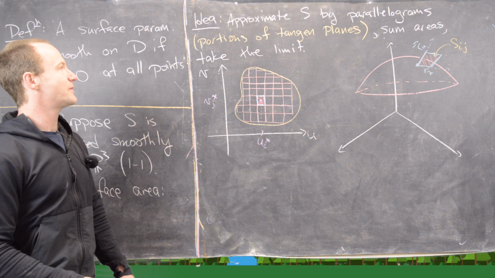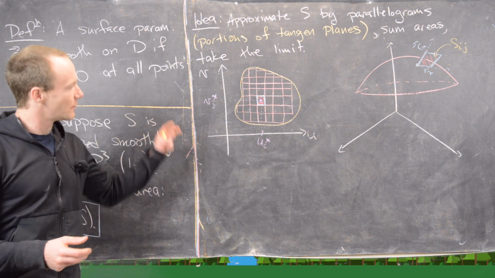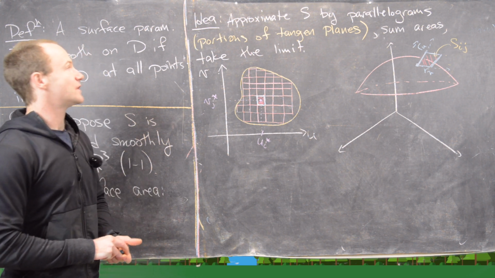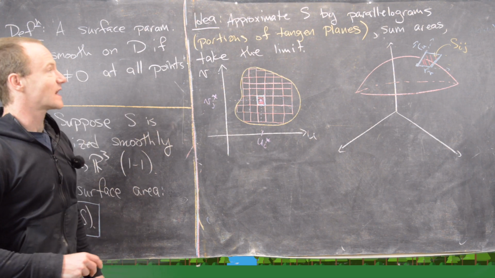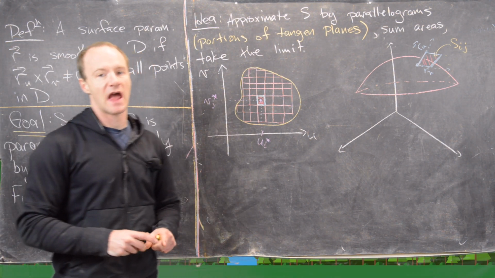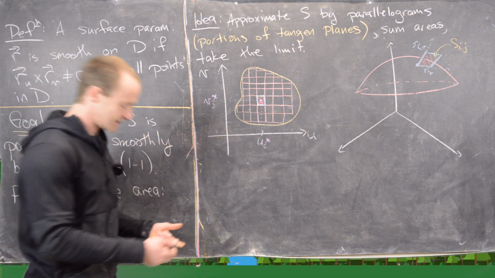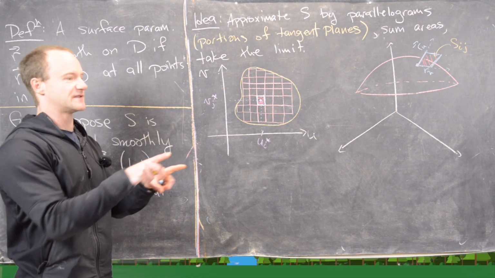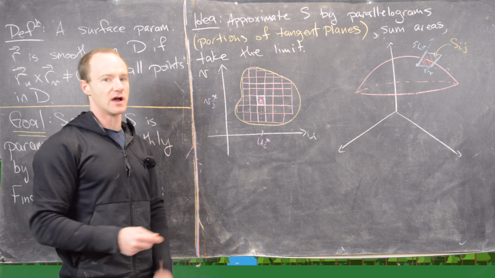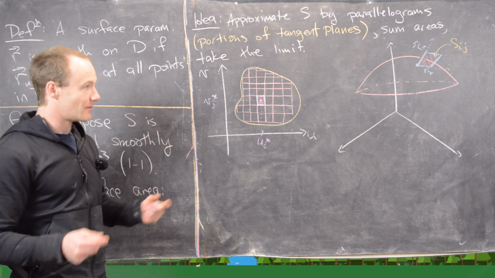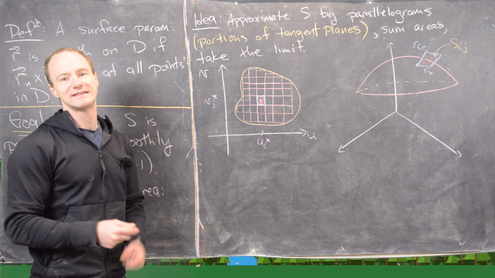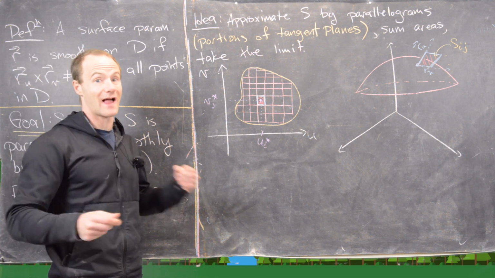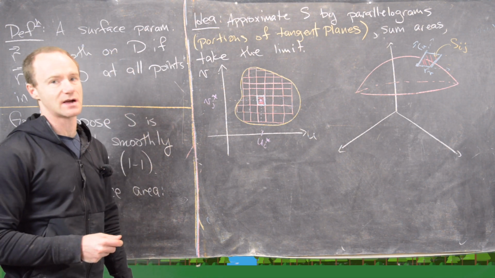So I've written up here how we're going to do this, what the idea will be, and I've put a brief sketch also because I can't sketch this in real time very quickly. So the idea goes like this. We want to approximate S by parallelograms, and what those will really be are just portions of the tangent plane at a certain point. So just a bunch of little portions of tangent planes, and then we'll find the area of all of those parallelograms, sum all of those areas up, and then finally take the limit as the number of parallelograms goes to infinity, which is going to turn something like a Riemann sum into a double integral.